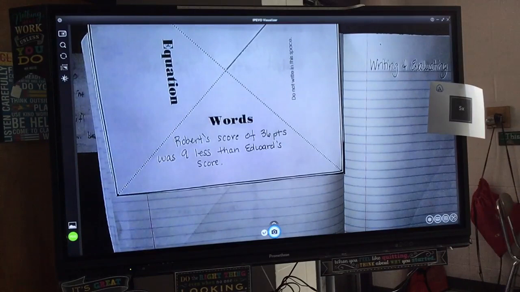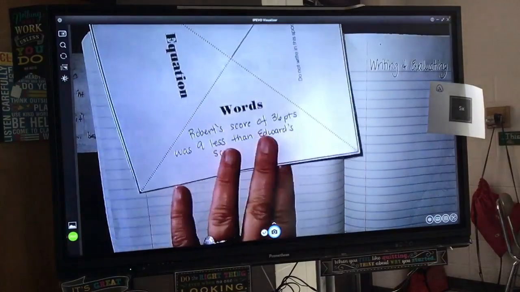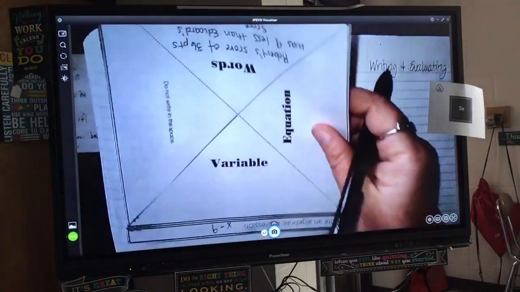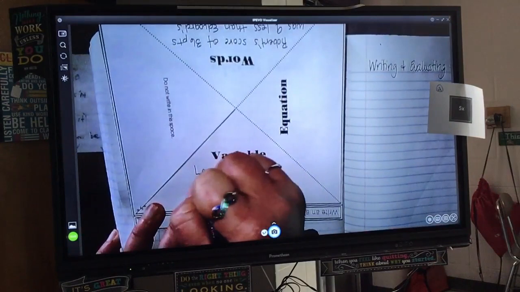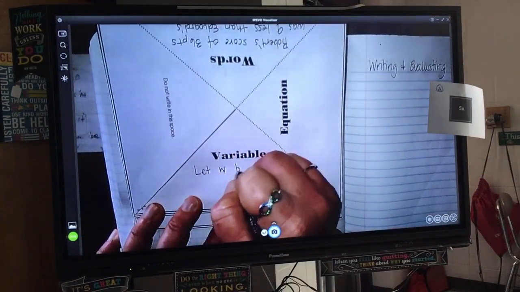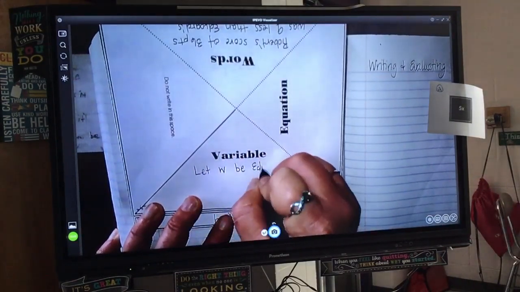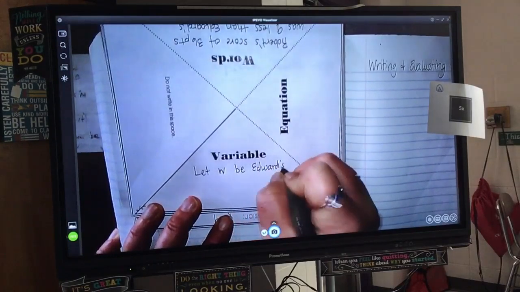All right. So our variable, what letter do you want our variable to be? Jackson. W. W? So we're going to say, let W be Edward's score.